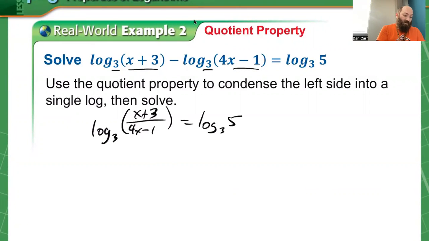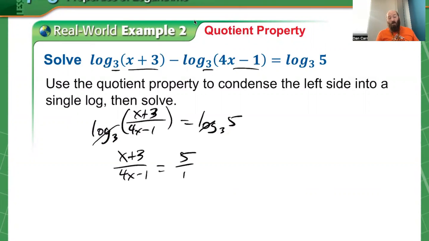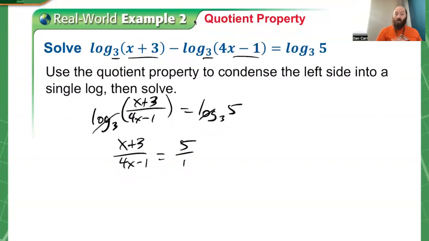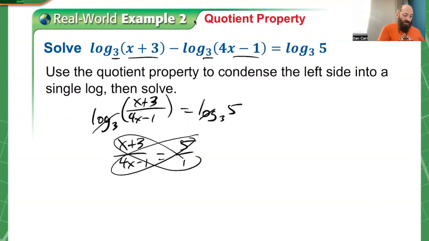Okay, and again, since we have this log base 3, the same logs, we can actually just drop them, get rid of both of those, and make it x plus 3 over 4x minus 1 equals 5. I'm going to make it 5 over 1 because now this is set up for solving through proportions. So we're going to do cross multiplication here. So 5 times that, 1 times that.